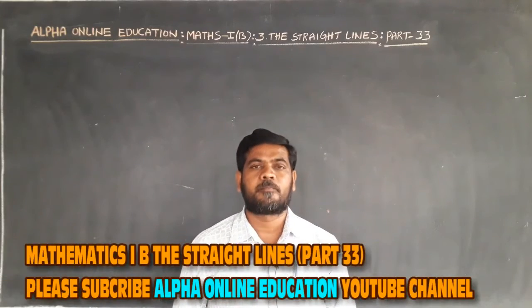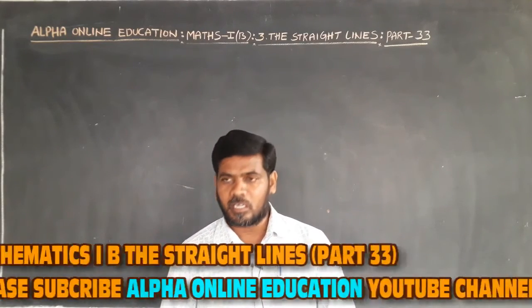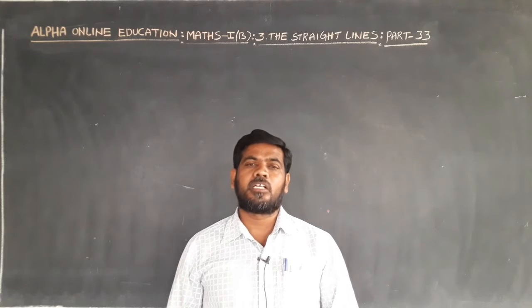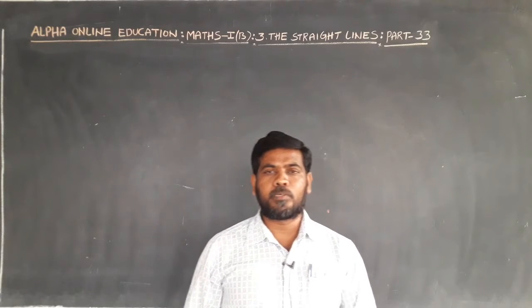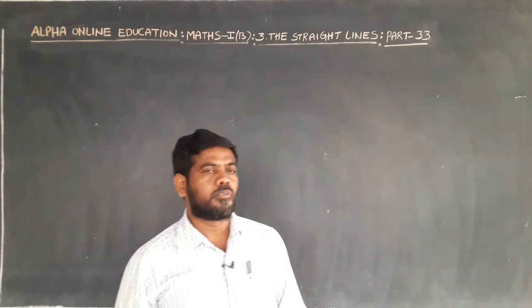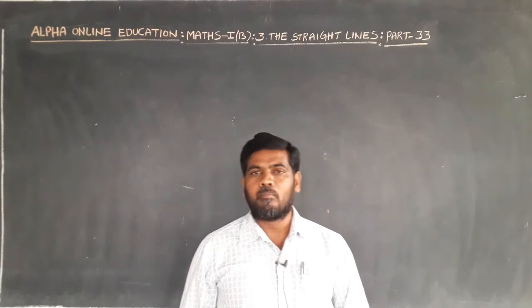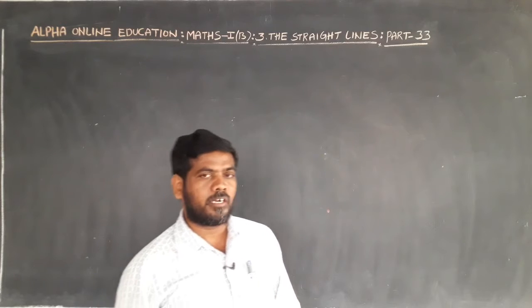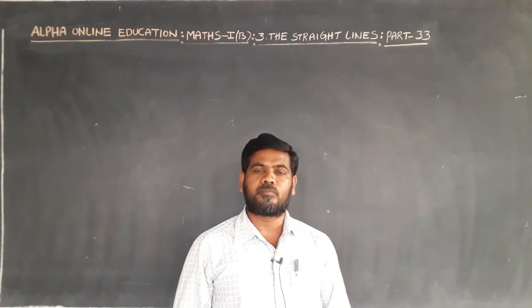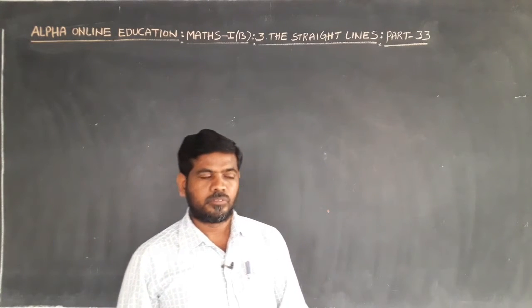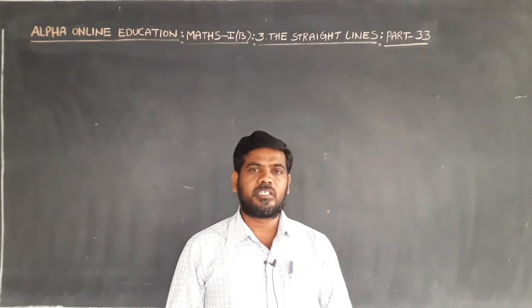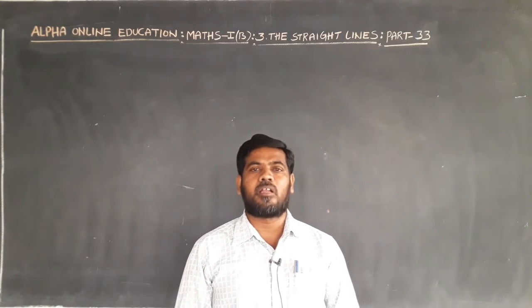Perpendicular distance from a point to a line. The perpendicular distance from the point P(x0, y0) to the line Ax + By + C = 0 is equal to mod of (Ax0 + By0 + C) divided by the square root of A square plus B square. Most important problem: the distance between two parallel lines.